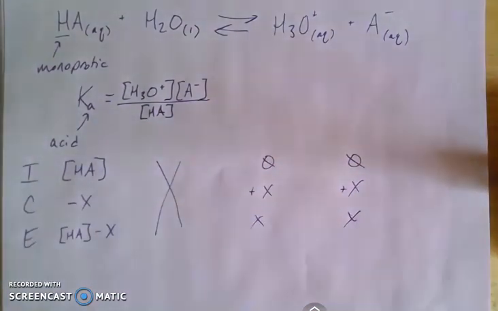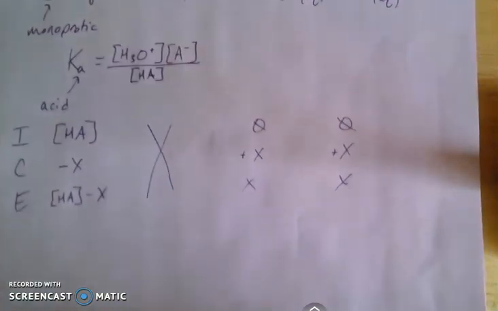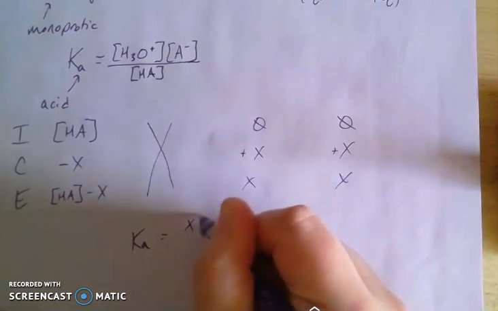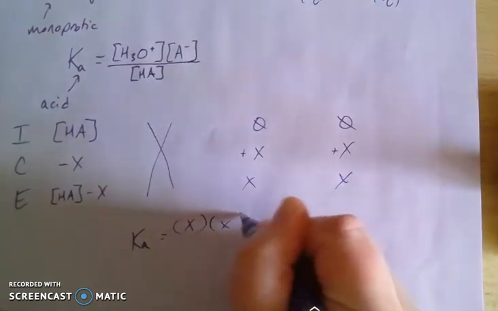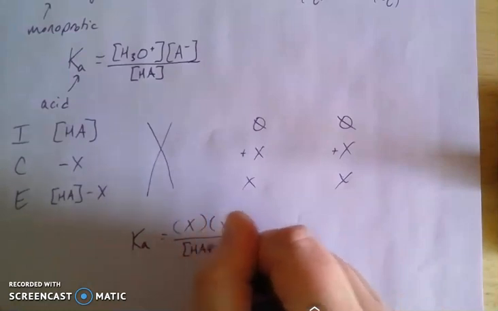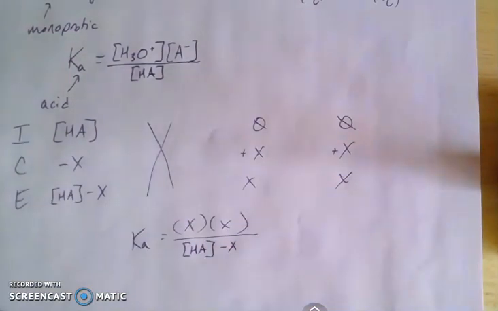So if we plug this into our expression, then we'd have our Ka is equal to X times X. There's our hydronium times our anion. And then that's going to be divided by our quantity of the acid minus X.